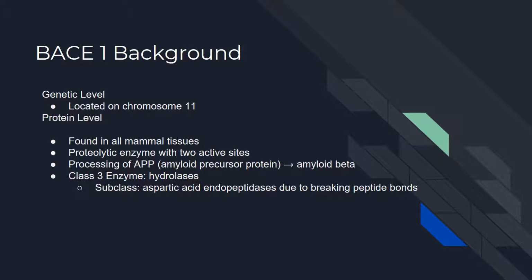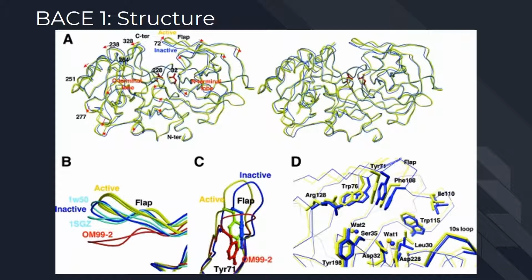In this next slide, we will talk about the structure of BACE1. The structure of BACE1 can be seen to have side chains of aspartic acid 32 and aspartic acid 228 in the active site. You can see from certain red arrows, such as the ones seen here, that they indicate the displacement from inactive to active structures. The frontal view of the flap and the tyrosine 71 can be seen in structure C.